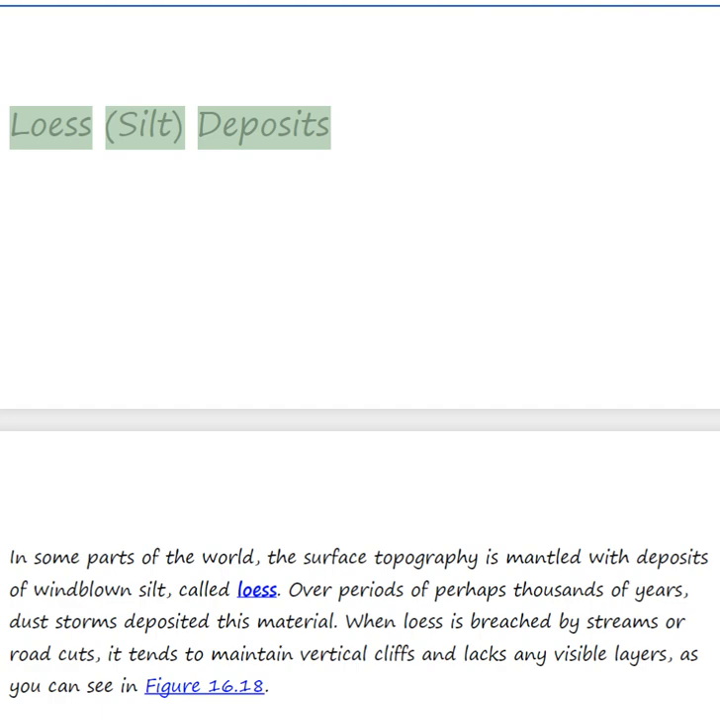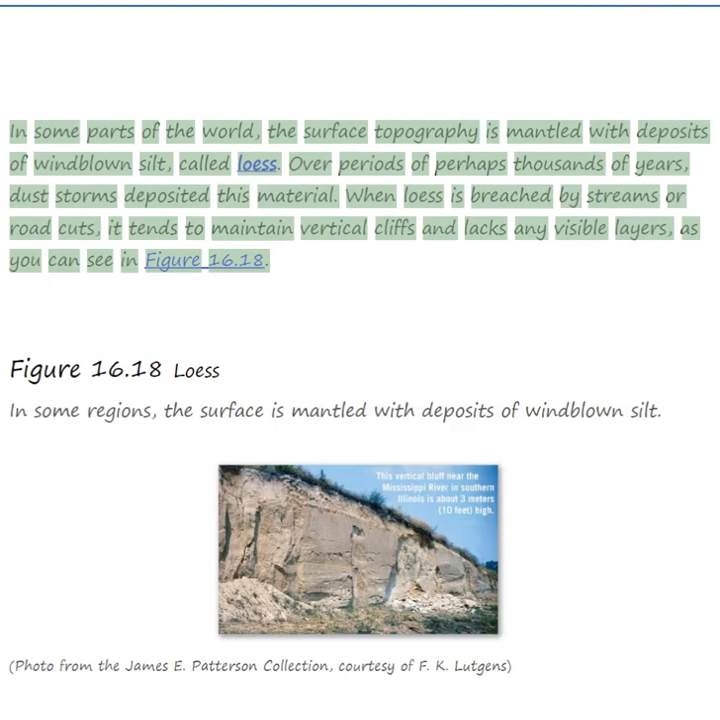Loess deposits. In some parts of the world, the surface topography is mantled with deposits of windblown silt called loess. Over periods of perhaps thousands of years, dust storms deposited this material. When loess is breached by streams or road cuts, it tends to maintain vertical cliffs and lacks any visible layers, as you can see in Figure 16.18.